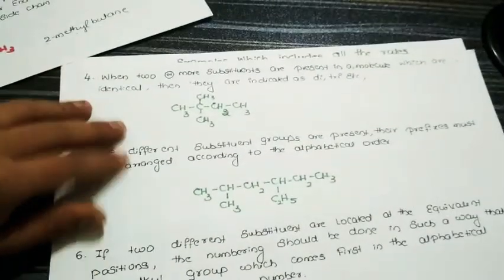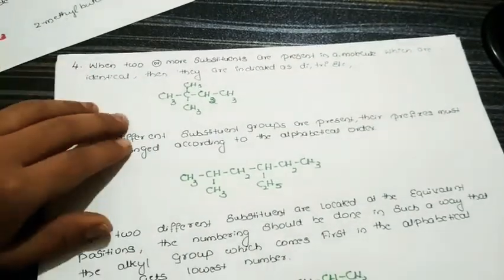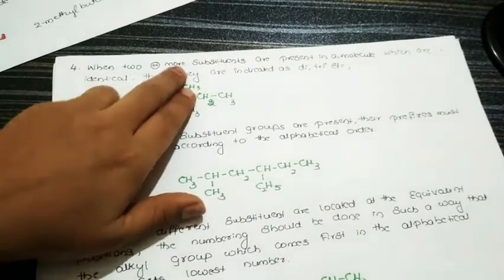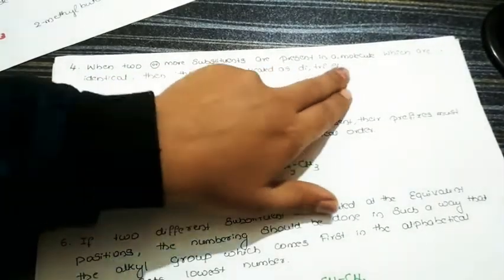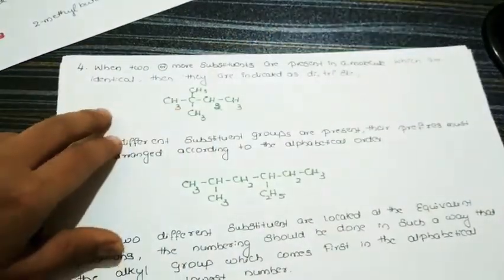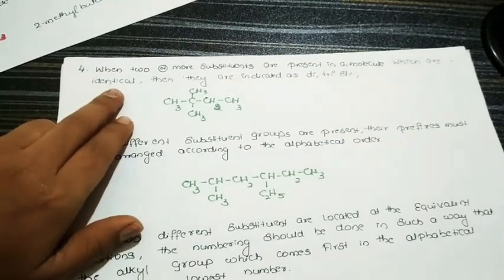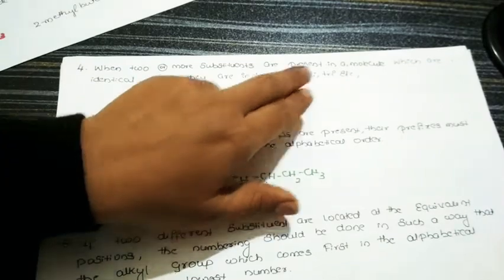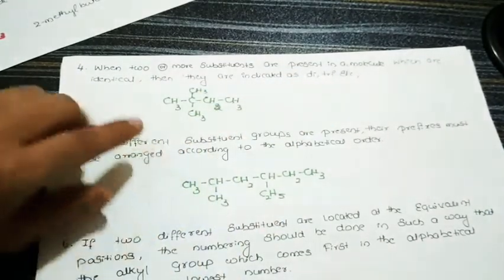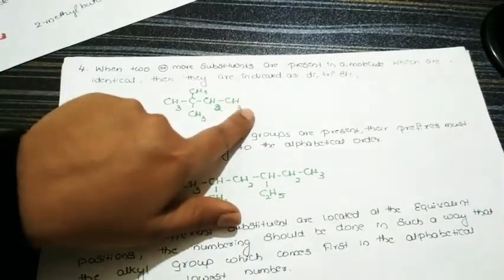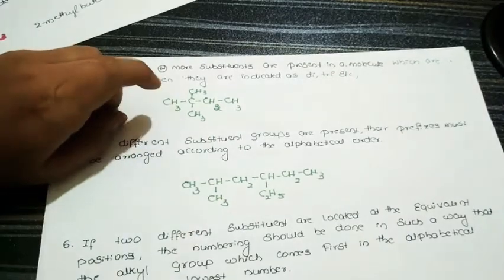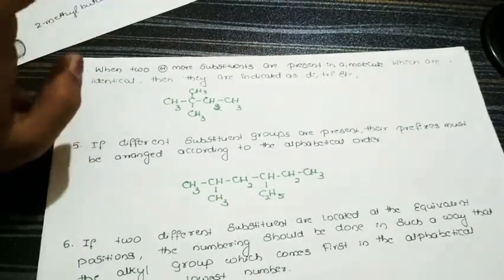Now see here, what does the fourth rule tell? When 2 or more substituents are present in a molecule which are identical, then they are indicated as di and tri. See, they have given one example. Okay, so here, first rule, obviously we're going to select the longest chain.